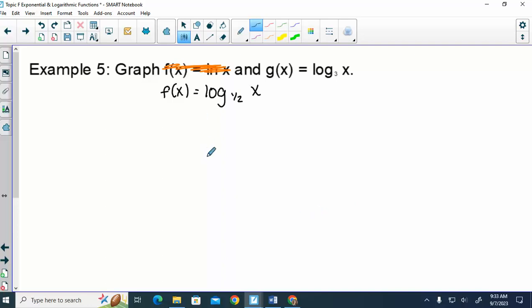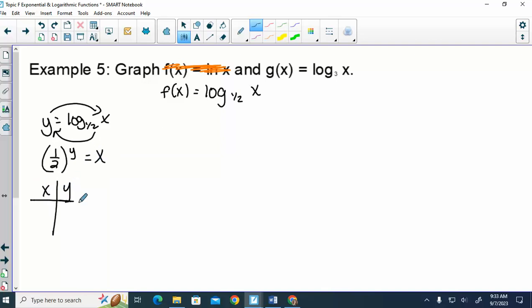Okay, to graph these, what we always did is change them into exponential form. So f of x is the same as what variable? Y. So it's like saying y equals log base 1/2 of x. So in exponential form, that means 1/2 to the y power equals x.